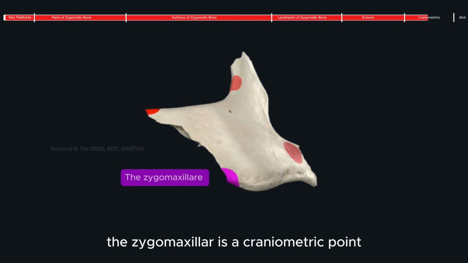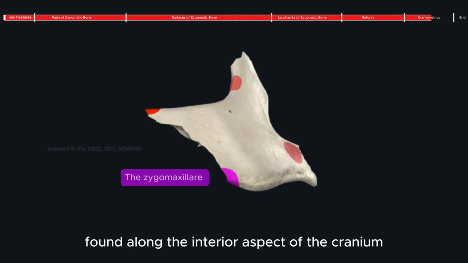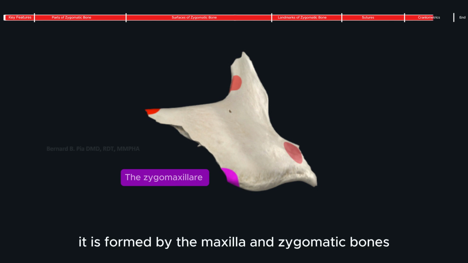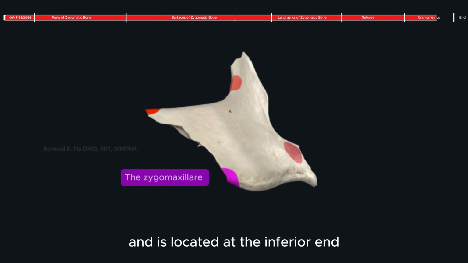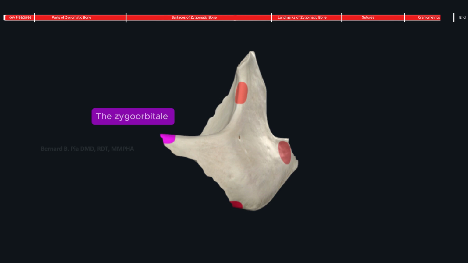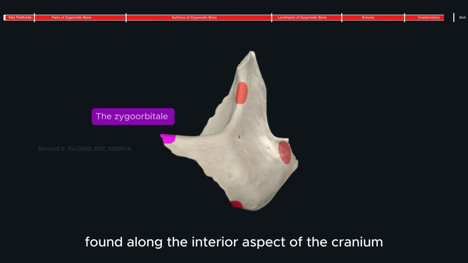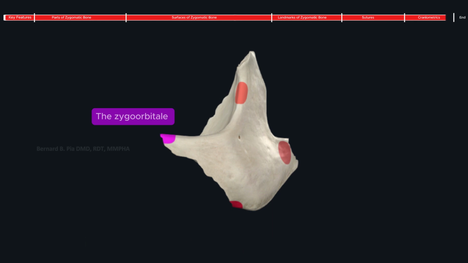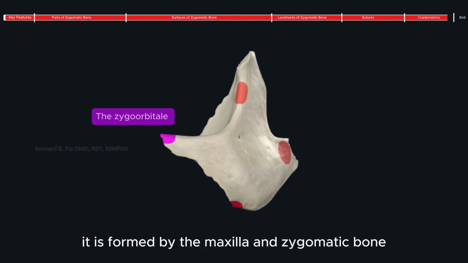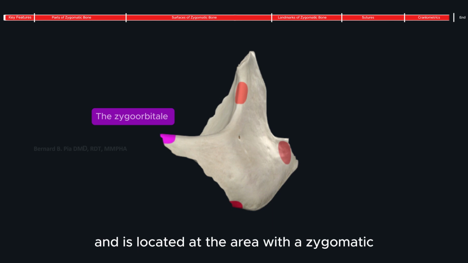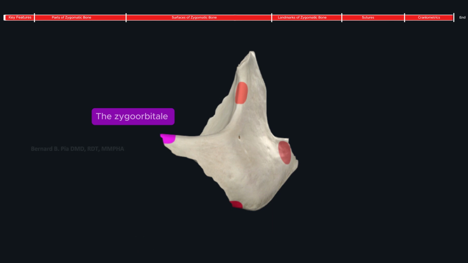3. The zygomaxillare is a craniometric point found along the anterior aspect of the cranium. It is formed by the maxilla and zygomatic bones and is located at the inferior end of the zygomaticomaxillary suture. 4. The zygoorbitale is a craniometric point found along the anterior aspect of the cranium. It is formed by the maxilla and zygomatic bone and is located at the area where the zygomaticomaxillary suture meets the orbital margin.